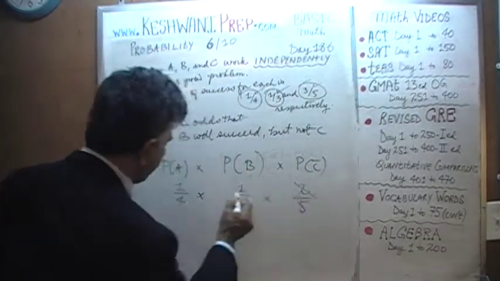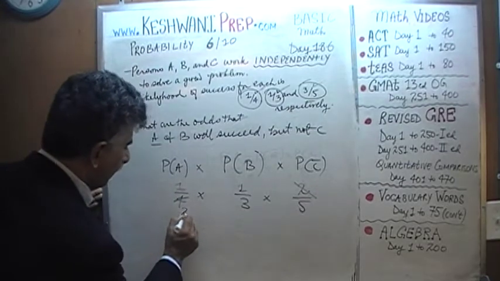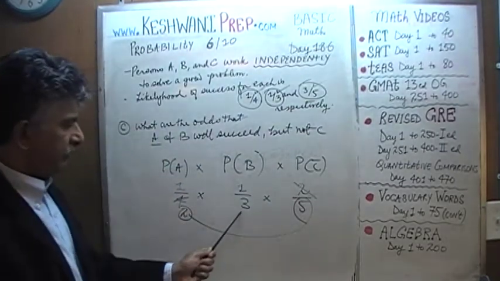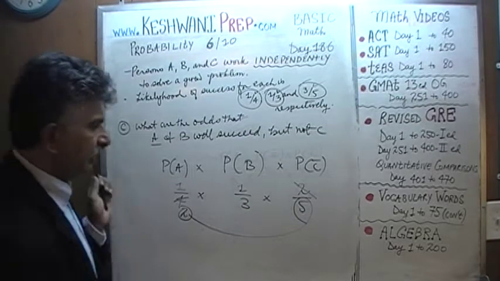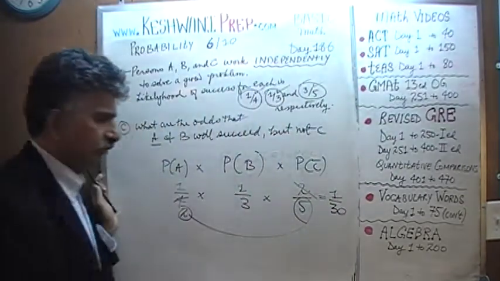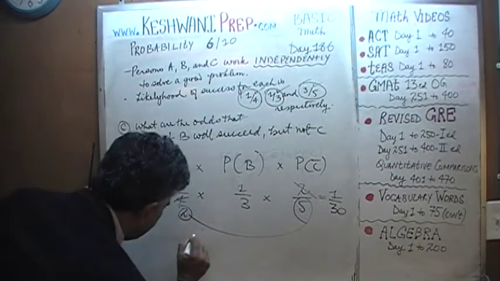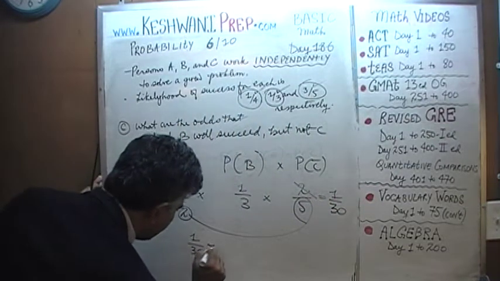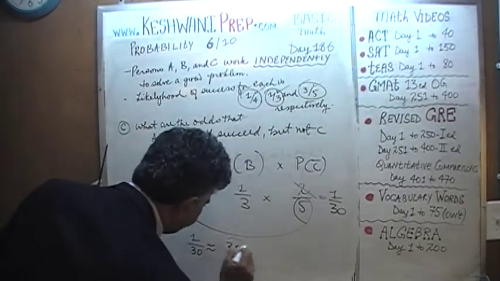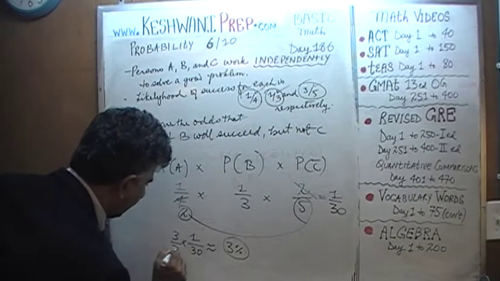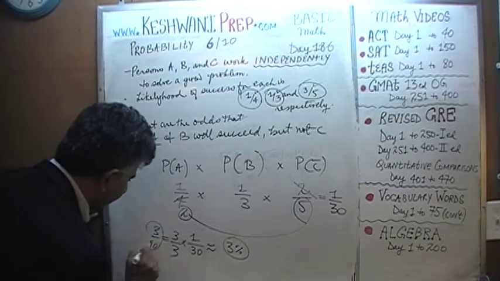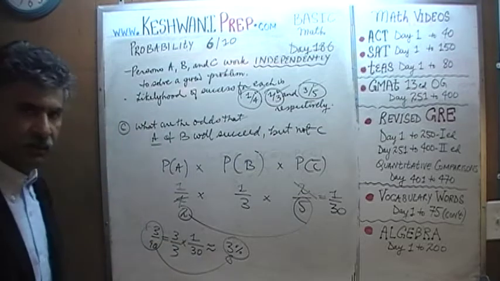We have a 2 here, we can get rid of it with the 4 here, it becomes 2. And 2 times 5 is 10, 10 times 3 is 30. It is a 1/30 chance. If you want a quick approximation, it's about 3% chance. Because if you were to multiply 3 over 3, you'll end up with 3 over 90. This is not a very good approximation, but you get the idea.